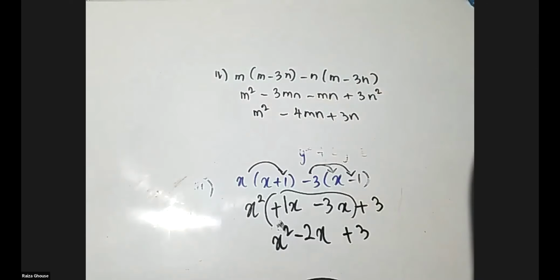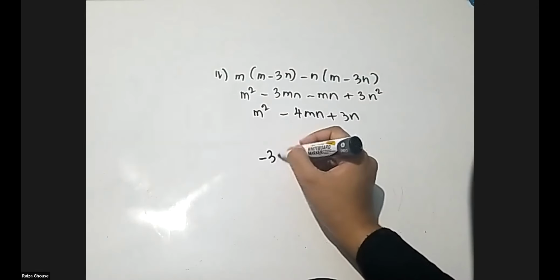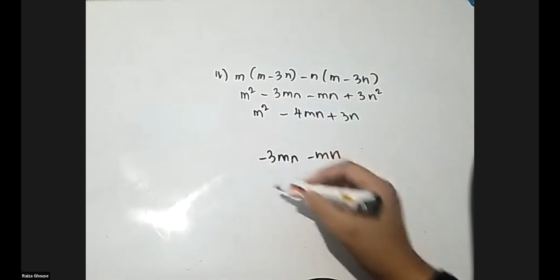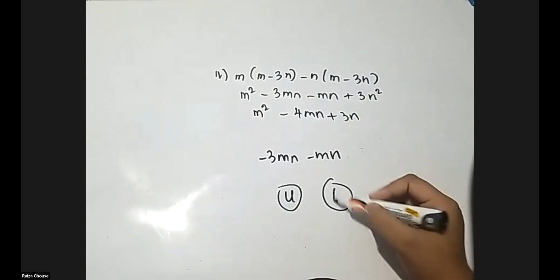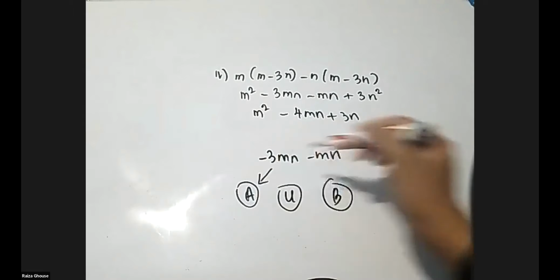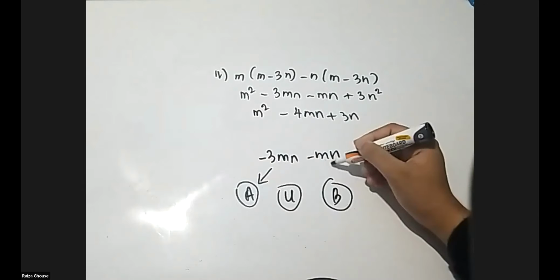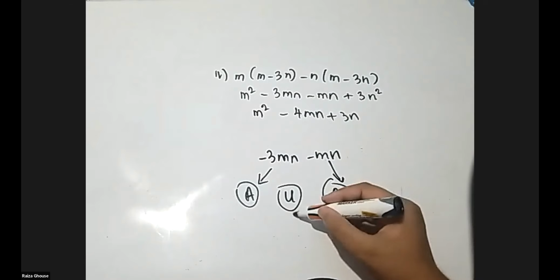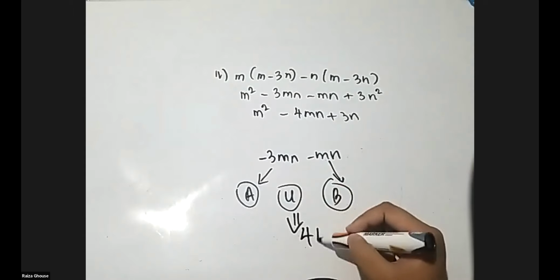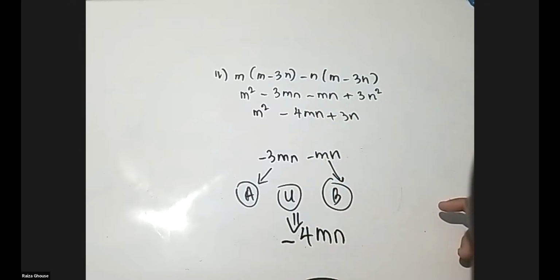How did it become 4mn? Listen carefully. If you have two negative values like this, that means you have a loan. This is you, this is your friend B and this is your friend A. You have to pay negative 3mn for this person. Negative 3mn means you are having a loan of this much. You are having a loan of 1mn for B. Now, what is your total loan? 3mn and mn. Altogether, you have 4mn of a loan. So loan means negative, and that's how it came minus 4mn.